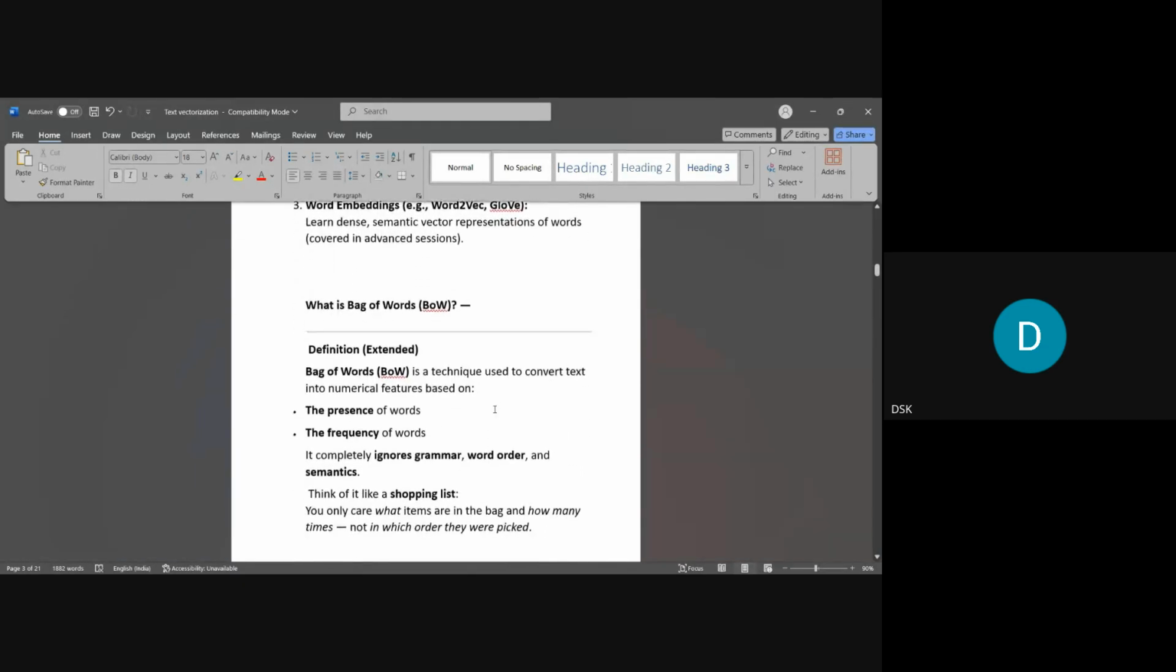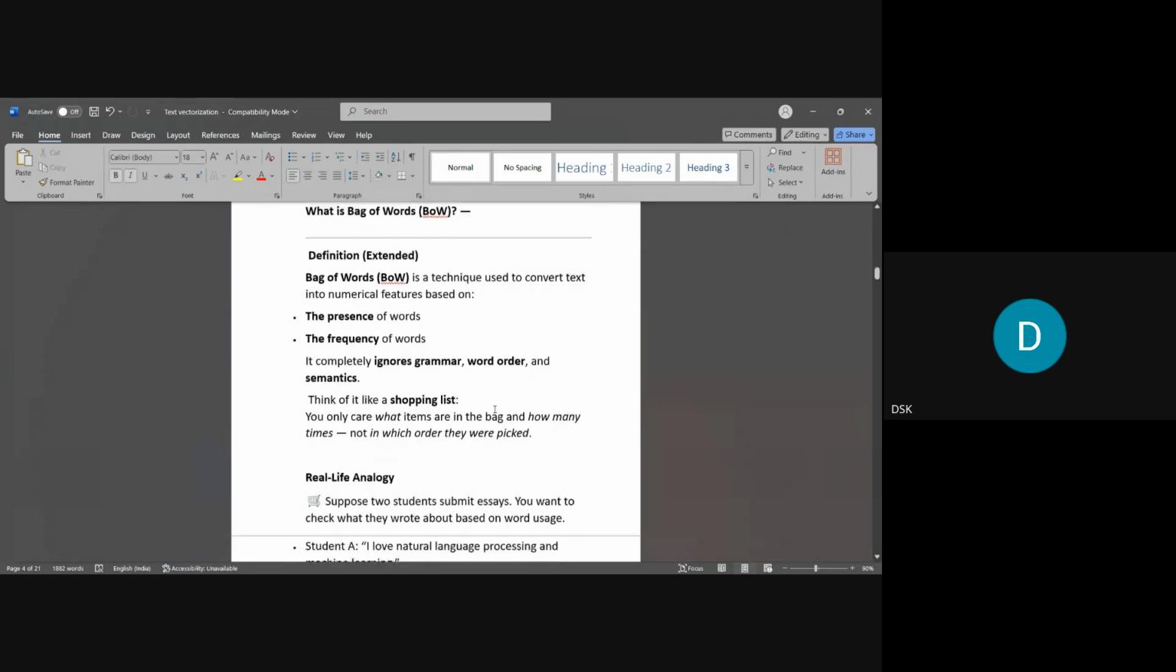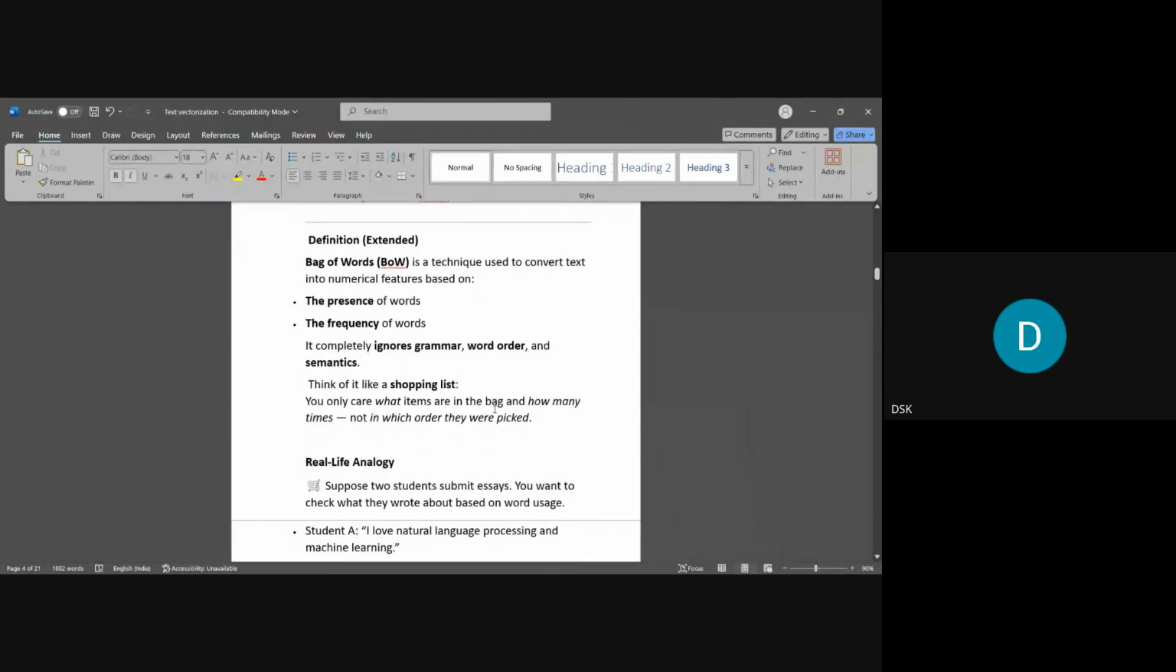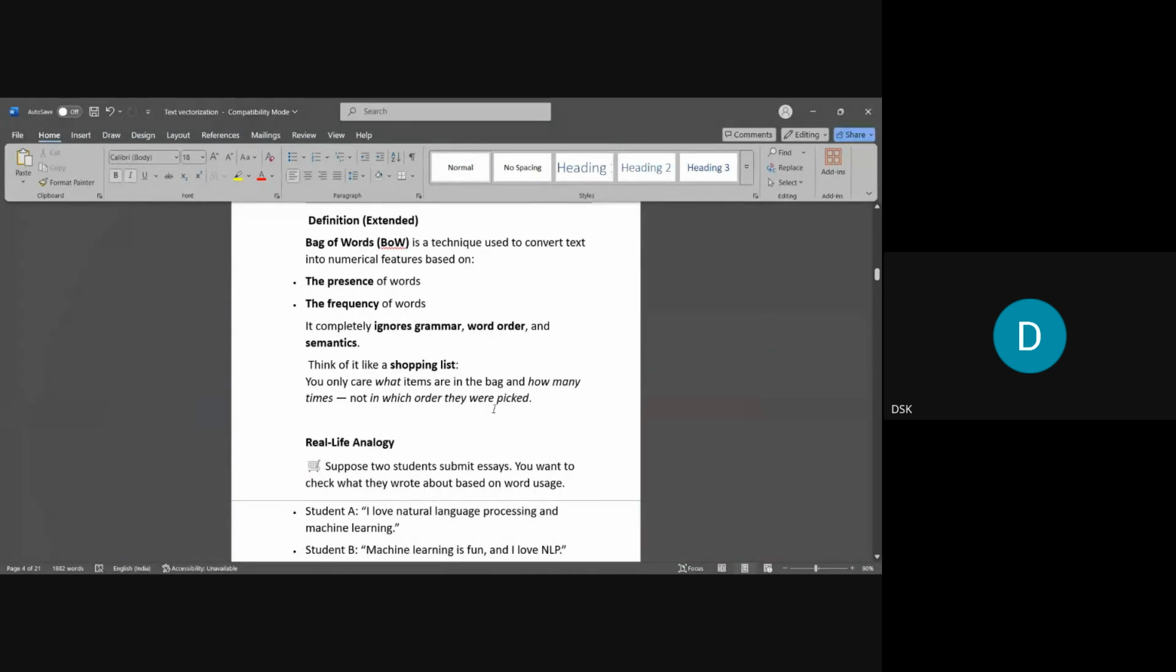So now we'll start with bag of words. Basically, bag of words is a technique to convert text into numerical features based on the presence of words, the presence or frequency. It completely ignores grammar, word order, and semantics. You can think of it like a shopping list. You only care what items are in the bag and how many times, not in which order they were picked.